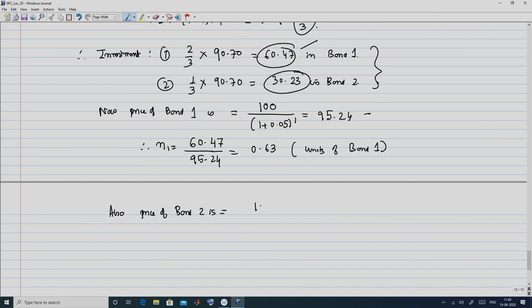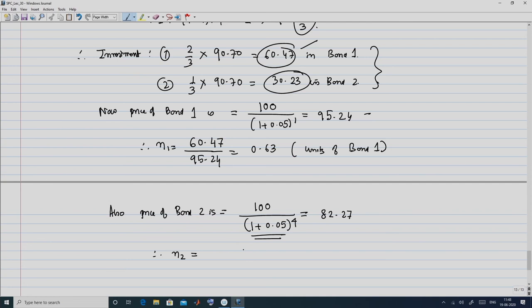Now remember, bond 2 also has a nominal of 100, and this was a 4 year bond at an interest rate of 0.05, that is 5%. So this is going to be 100 divided by 1 plus 0.05 raised to 4, since it's a 4 year bond, and this turns out to be 82.27. So therefore, what is N2?